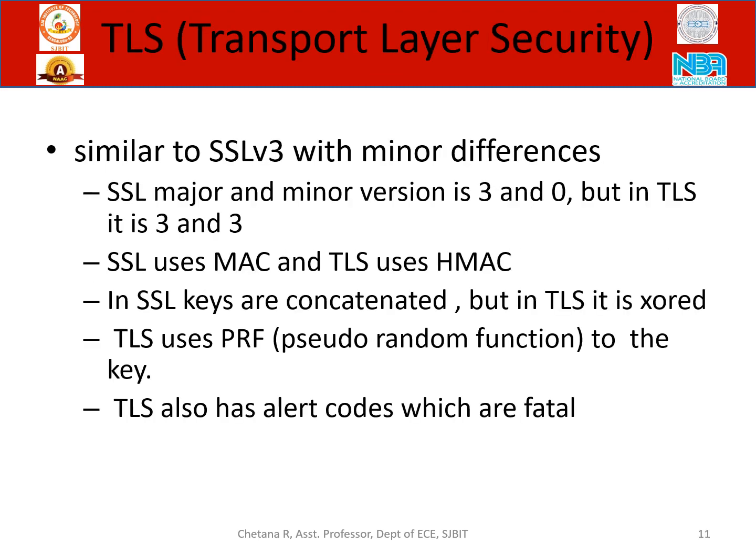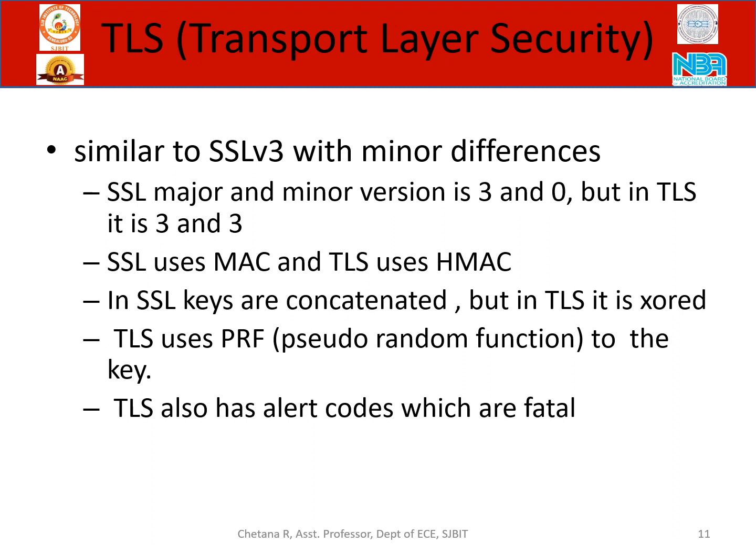Next, we have the transport layer security. Just like how we have the SSL layer, we have the transport layer, TLS, transport layer security, abbreviated as. We have a few differences. With respect to the differences, we understand what TLS is. SSL had the major and minor version as 3.0, whereas TLS has 3 and 3. So in SSL it is 3.0, in TLS it is 3.3.